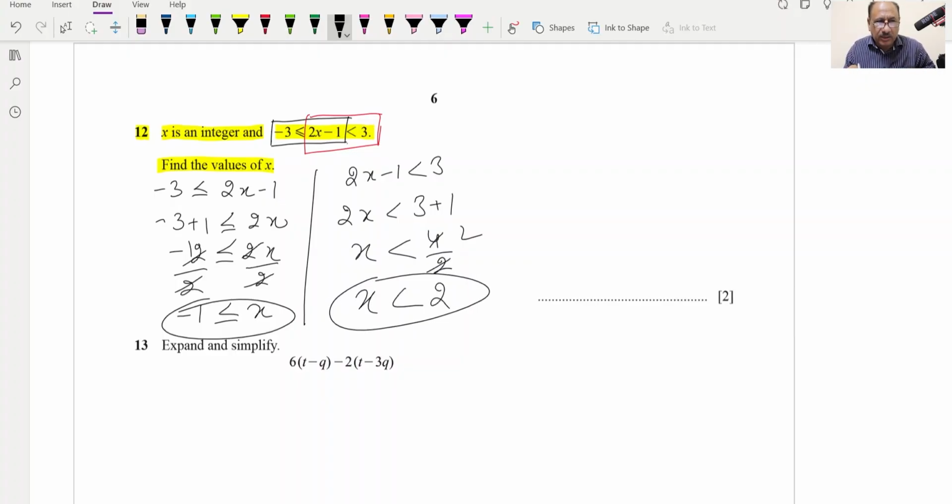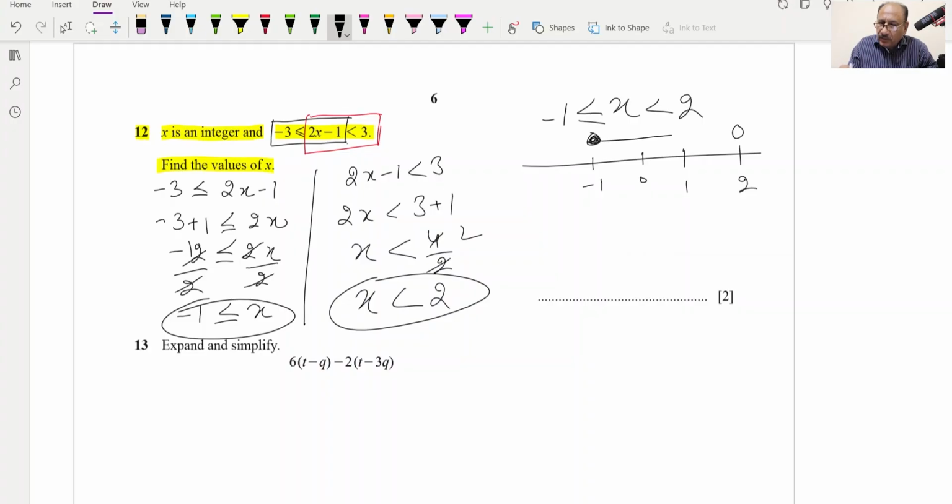Now we have to combine these two inequalities. So x is greater than or equal to minus 1 and less than 2. This will be our answer, and in between minus 1 and 2, if we draw a number line, this will be 0, this will be minus 1, this will be 1, this will be 2. So starting from here till here, this should be filled one, and this is the number line representation, so it will be minus 1, 0 and 1.